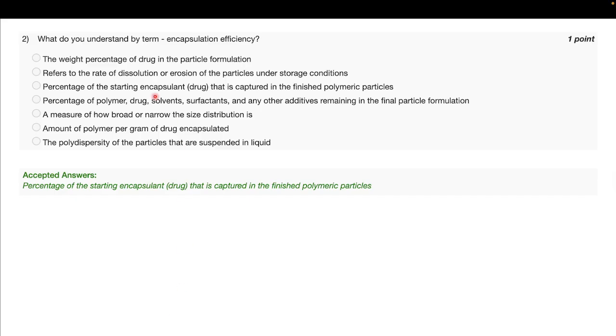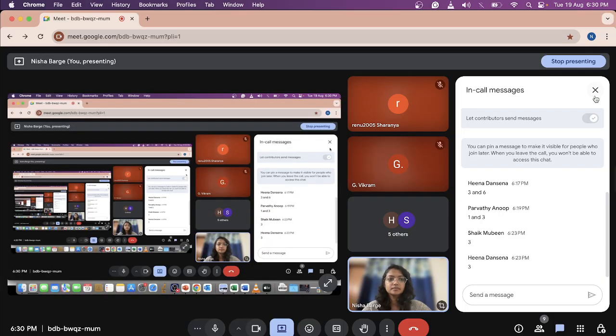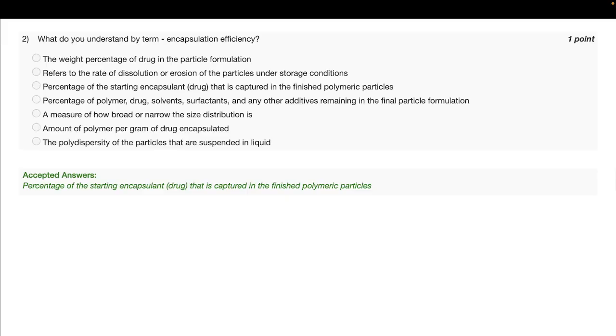So coming back to the question, encapsulation efficiency is nothing but the percentage of the starting encapsulant that is captured in the finished polymeric particles. Is this point clear? Or are there any doubts with respect to this question or the other few concepts that we saw? If any doubts, then I'll wait for a minute and we can discuss. Is this clear? Okay, then I'll move on towards the next question.